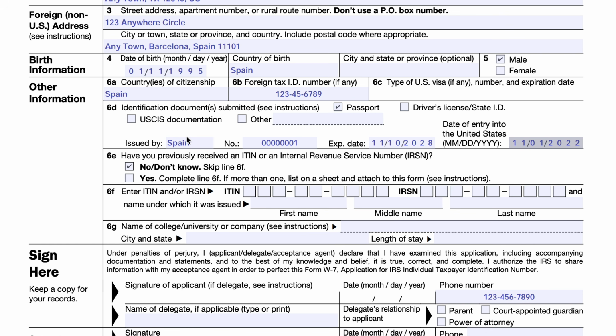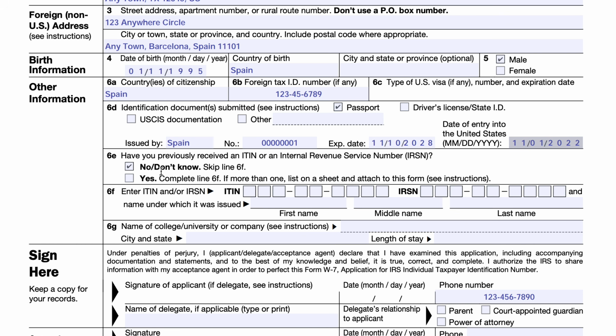So in this case, we entered that this passport was issued by Spain. We entered the passport number, the expiration date. And the United States is no longer accepting a passport by itself if there is not a date of entry into the United States stamped into it. So if there's not an entry stamp, then it's not being accepted.